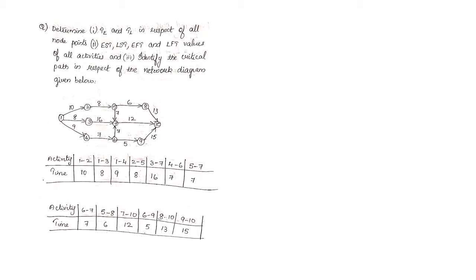You can see it, right? So 1 to 2 is 10, 1 to 3 is 8, 1 to 4 is 9, 2 to 5 is 8, 3 to 7 is 16, 4 to 6 is 7, then 5 to 7 is 7, 6 to 7 again 7, 5 to 8 is 6, 7 to 10 is 12, then 6 to 9 is 5, 8 to 10 is 13, and finally 9 to 10 is 15. Look at the marks carefully and do it.